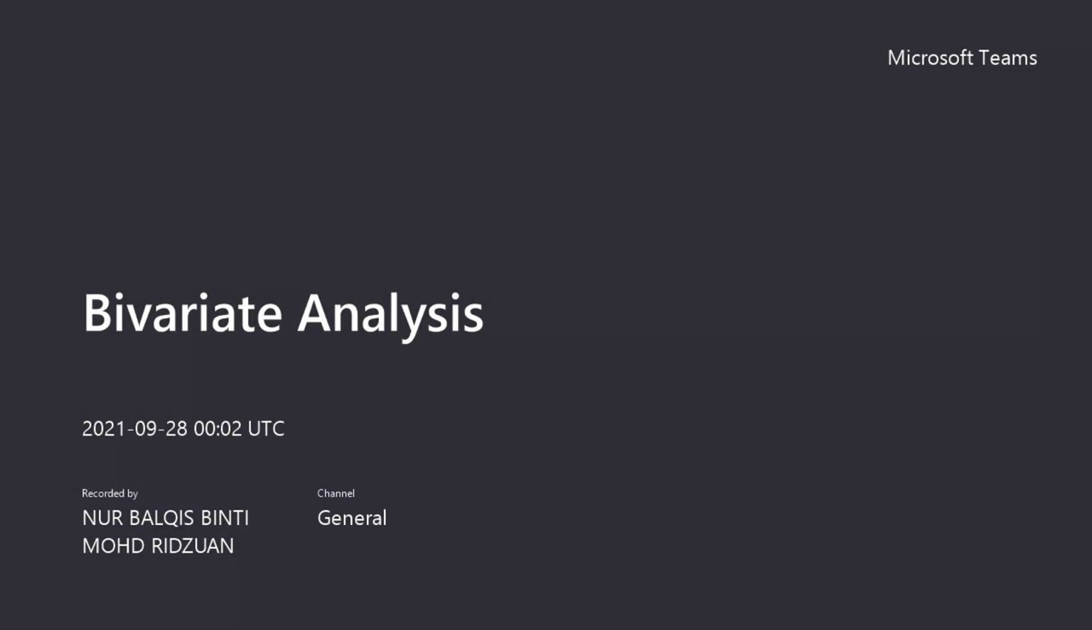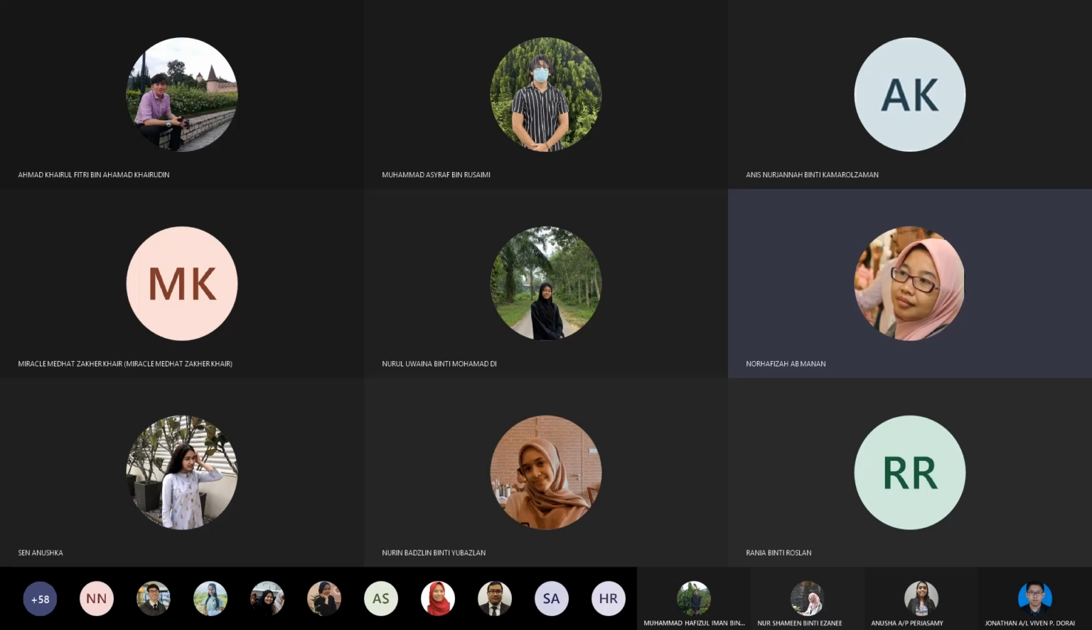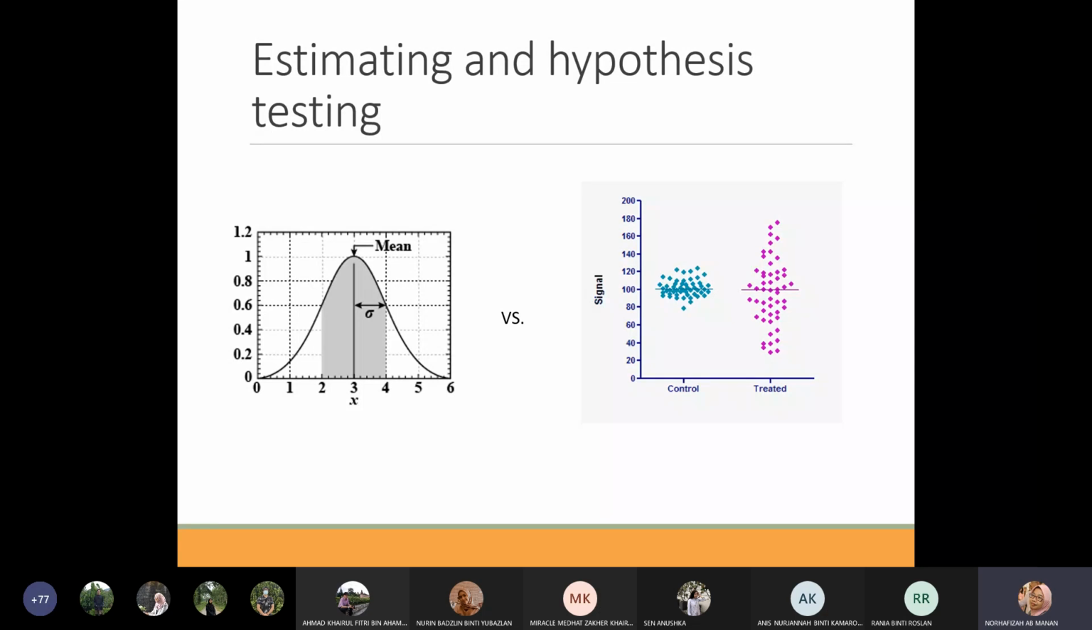Or you want to do the hypothesis. I want to test the hypothesis. So the bivariate statistical analysis is under when you want to test a hypothesis. From the name itself, bivariate, it means that there are two variables, two variables statistic.